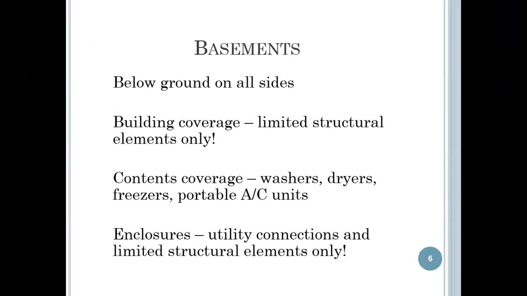So we describe a basement that is below ground on all sides. And I said we have limited coverage on building items down there. There's a list of those in the standard flood insurance policy. There are 17 items on there. And on contents coverage, those are the three things that we do cover.